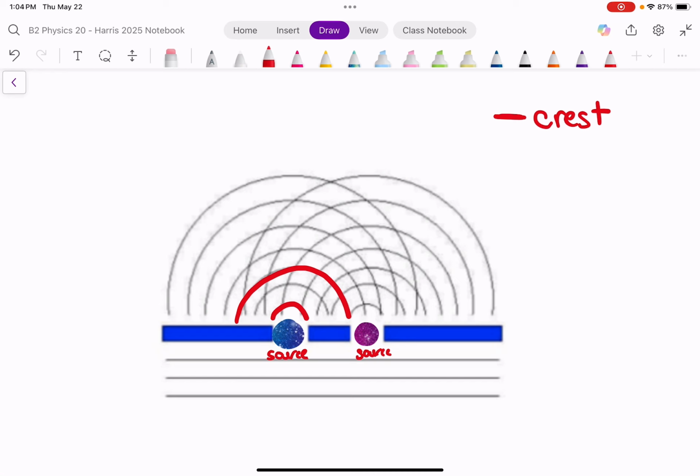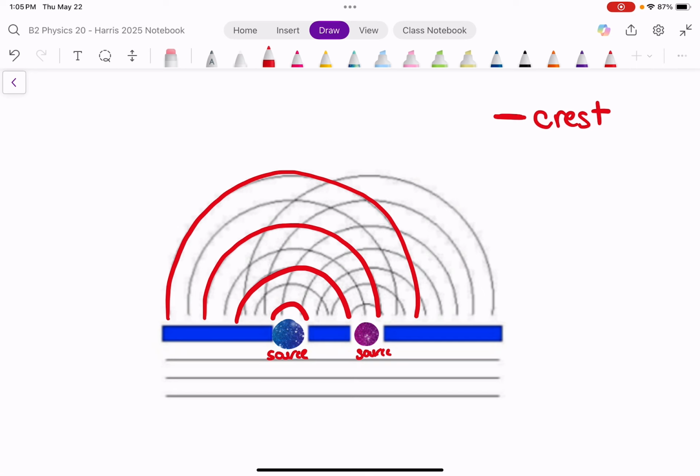Again, we normally don't see these. Okay, however, we're going to keep them just so we can see this interference pattern. Okay, next one's a trough, next one's a crest, skip a line, and then the last one here. Okay, so that's for our left source that was there.